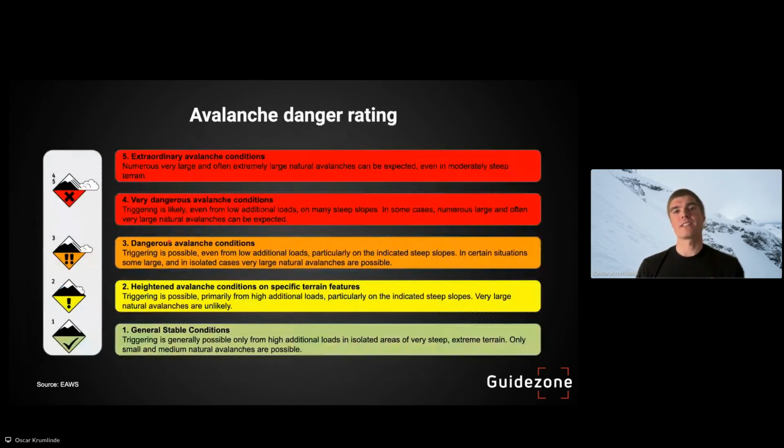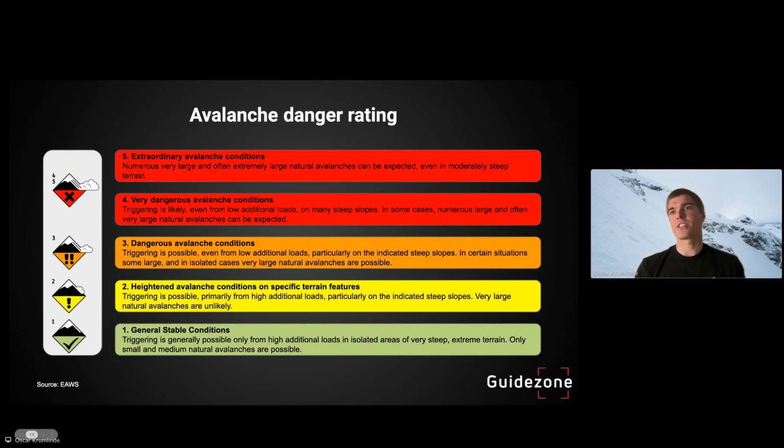So now we have looked at the different types of avalanches. We looked at the avalanche problem. So we're a good way into starting to understand how avalanches occur and what we look at when we look at avalanche danger ratings and the forecast. So the avalanche danger rating is a 5-scale rating where we start on 1 and the highest level is 5.